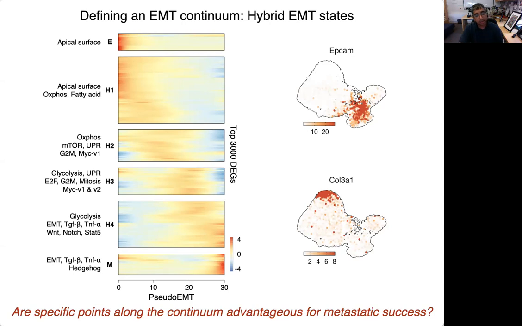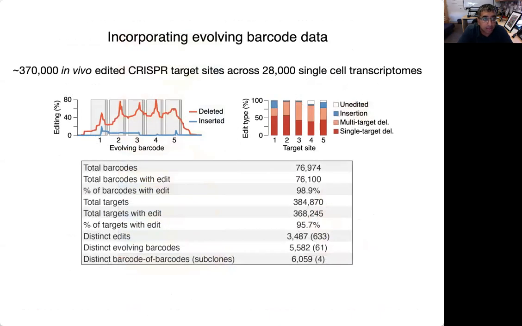Okay, and then I think the naive, reasonable assumption would be that the advantage for metastatic success would linearly increase, or somehow monotonically increase, across this pseudo EMT trajectory. And we wanted to actually investigate that and see whether that held up.